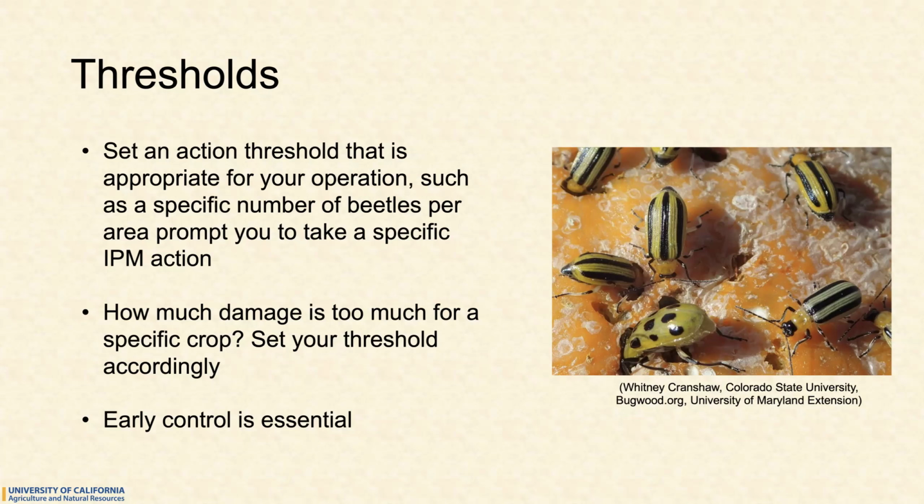So an important thing to ask yourself is how much damage is too much for a specific crop you're growing. It might depend: some crops are fresh market, some might get processed. So just think about what threshold makes sense for your specific crops and set your threshold accordingly. I really want to emphasize early control is essential, regardless of what you actually choose to do. Being aware of populations early in the season and then doing something proactive and systematic about it early in the season is really critical for control.